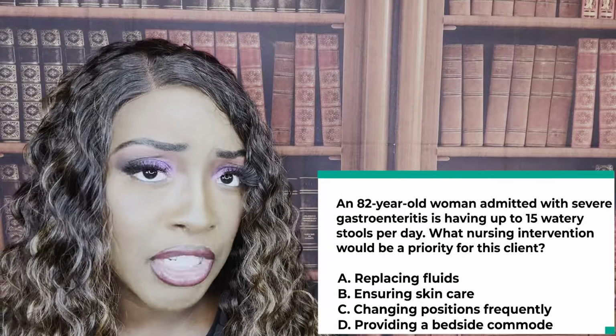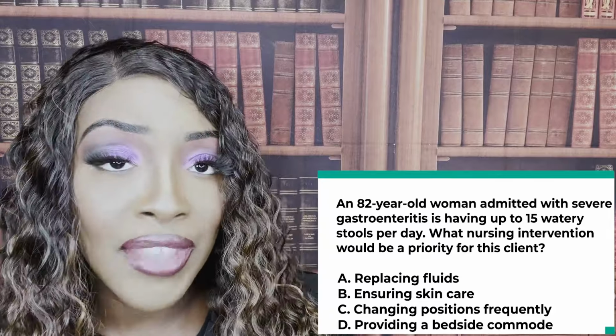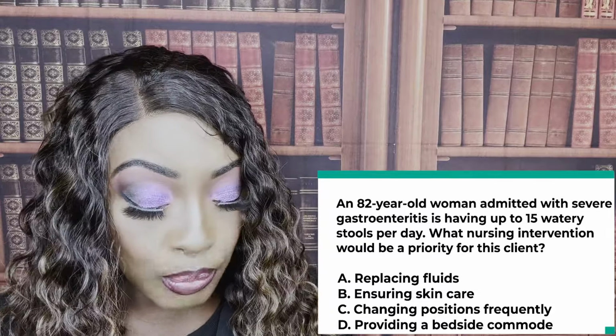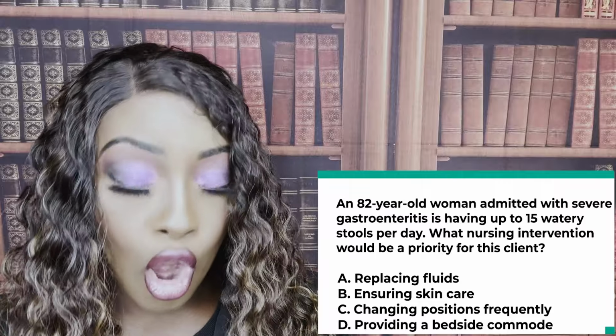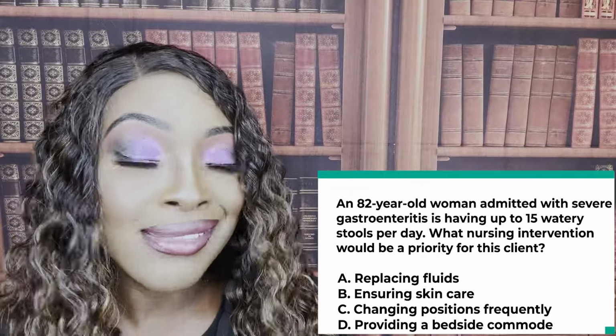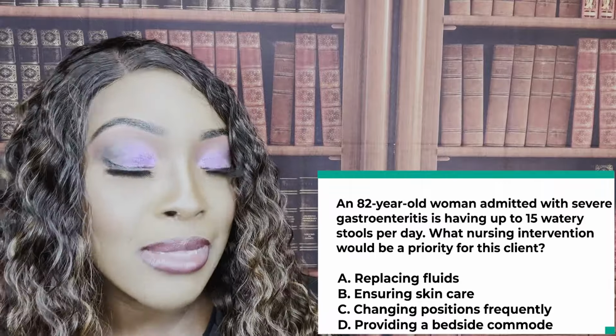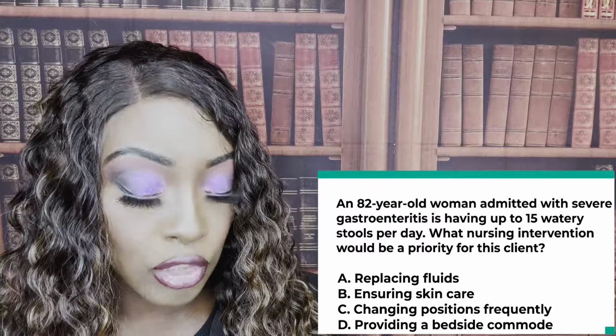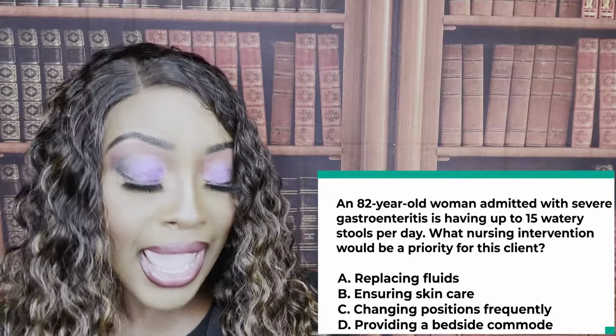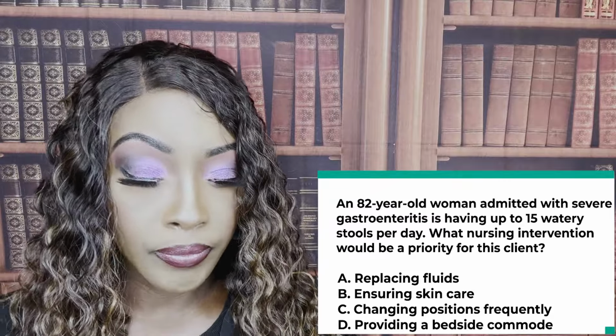Why? We want to prevent that patient from going into shock. We're trying to prevent circulatory collapse. Now, B, C, and D, all of these are good things to address, but it's not going to take priority over physiological integrity, such as fluid and electrolytes, preventing circulatory collapse, A, replacing fluids. Next question.